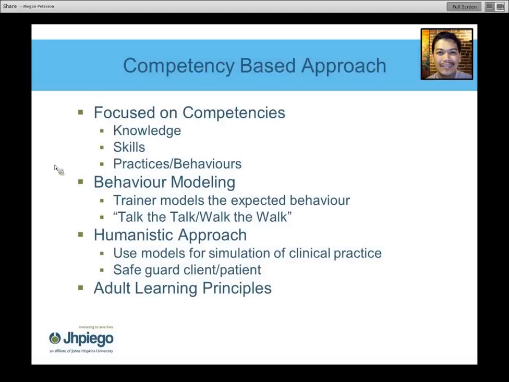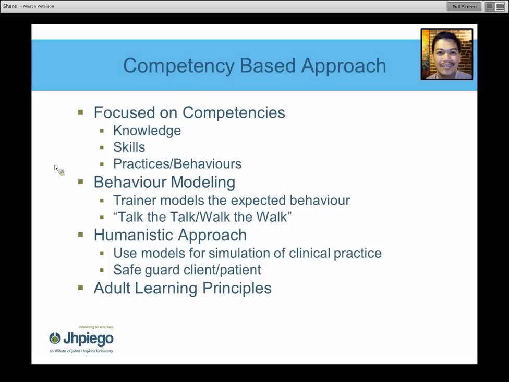With behavior, we look at making sure that the trainer models expected behavior, what we would call talk the talk and walk the walk. When we say wash your hands before and after procedure, we want the trainers to actually be doing that, washing their hands before and after, whether it's in the classroom or in the clinical training activity. So we want our providers to actually be seeing in the trainer the behavior that needs to be transferred to them as well. It's not only about what's in the book.